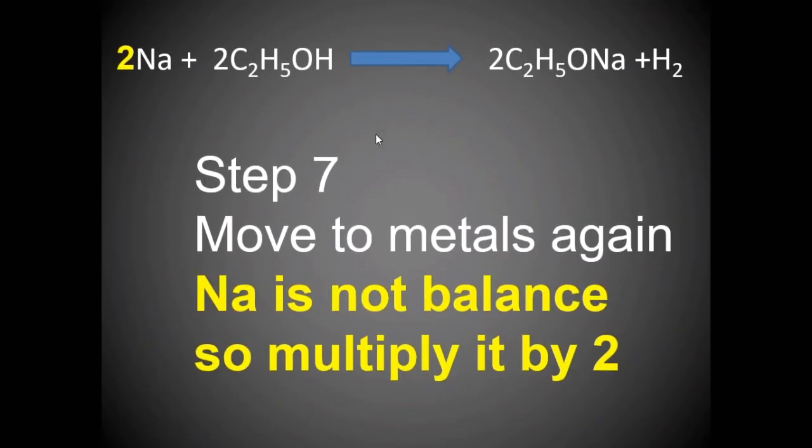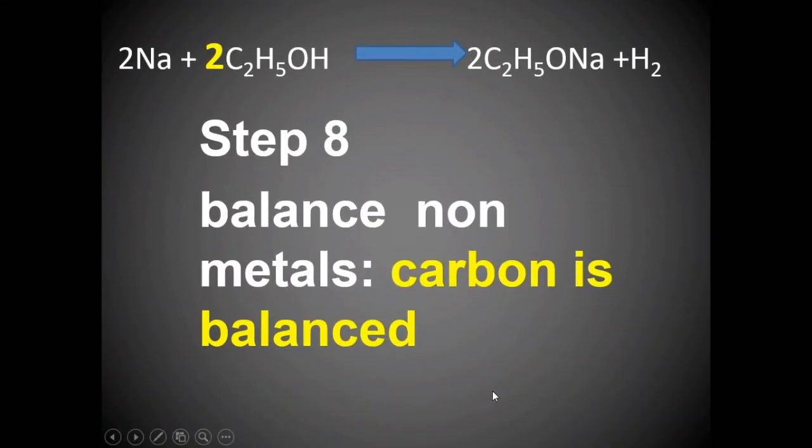After that, moving back to the metals and checking if the metal is balanced. Here when we multiplied the product sodium ethanoate by 2, our metal is disturbed, so we move back toward the metal sodium and multiply it by 2. Step 8 is to balance non-metals. Carbon is balanced. We are repeating the steps, and here the carbon is balanced.